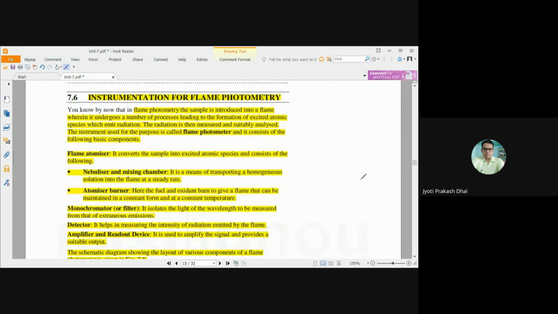Now coming to instrumentation of flame photometry. In flame photometry, the sample is introduced into a flame where it undergoes a number of processes leading to the formation and excitation of atomic species which emit radiation. The radiation is then measured and suitably analyzed. The instrument used for this purpose is called a flame photometer.